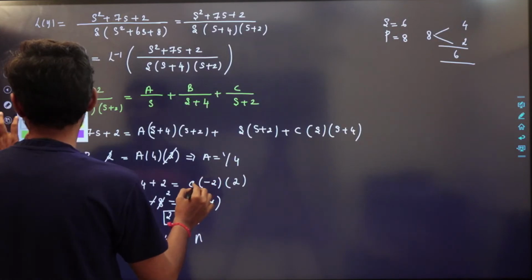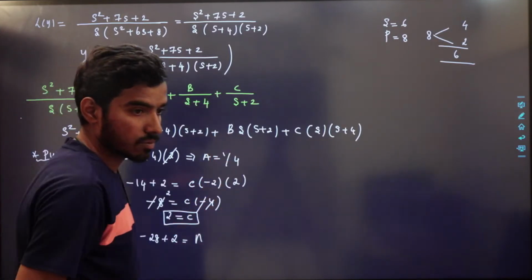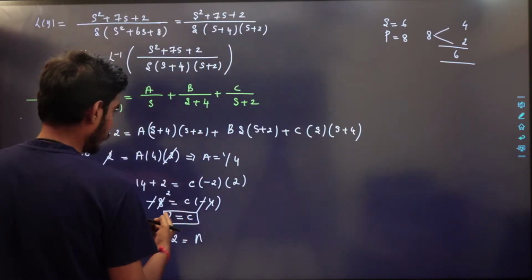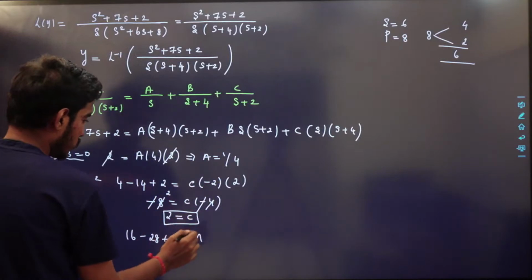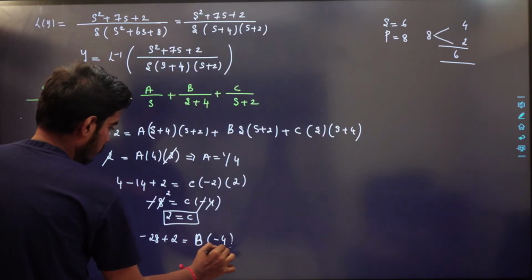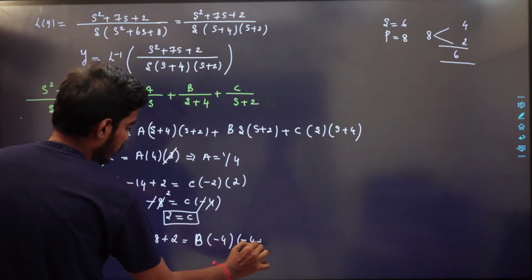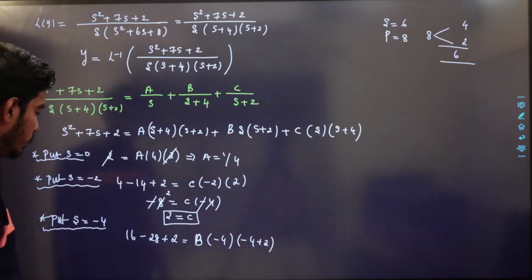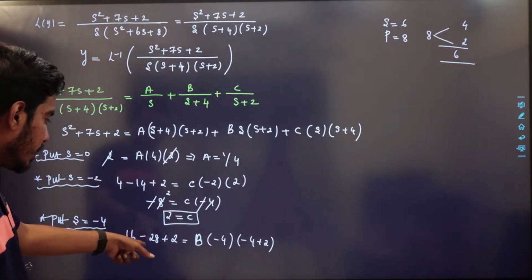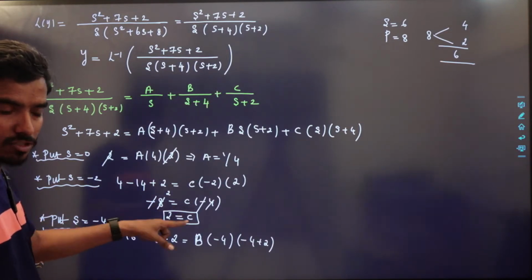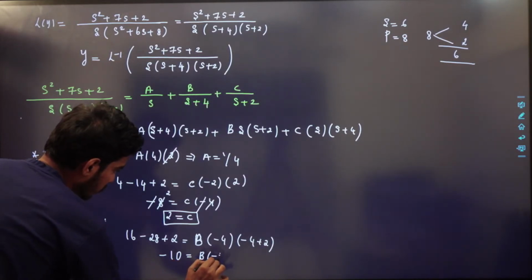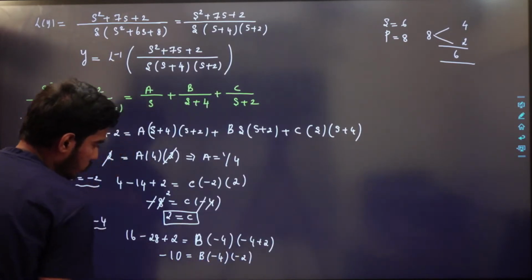This B. Okay. So we have when S is minus 4, so this will be B into minus 4 minus 4 plus 2, right? Minus 4 plus 2. So this will be 16 minus 28 is minus 12. Minus 12 plus 2 is minus 10. So we have minus 10 is equal to b into minus 4 minus 2, right?